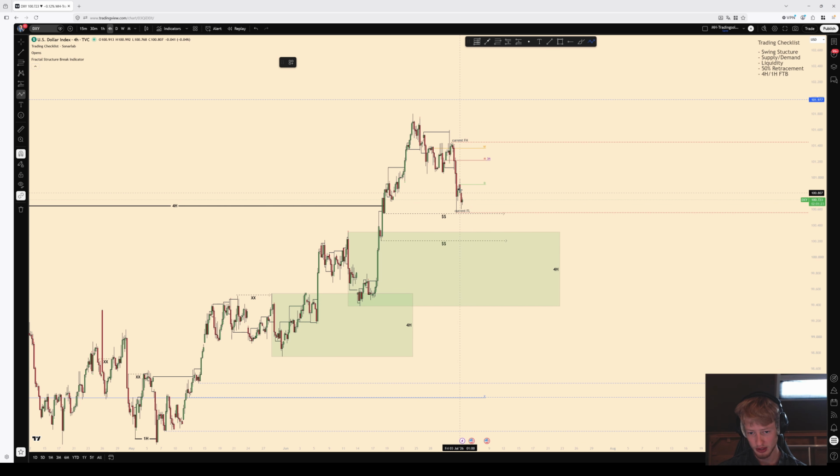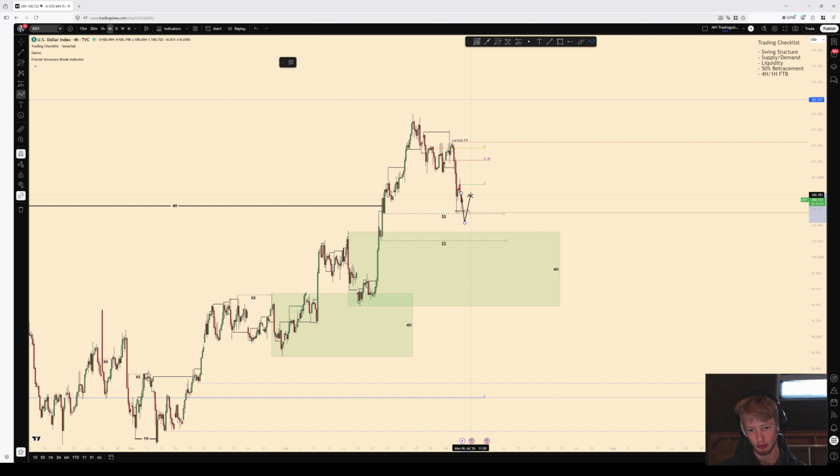So either one of two things is going to happen. We push down lower towards this low, and I'm almost certain that this is going to happen. And then we create some bullish order flow once again to start trading towards the highs. That's scenario one.